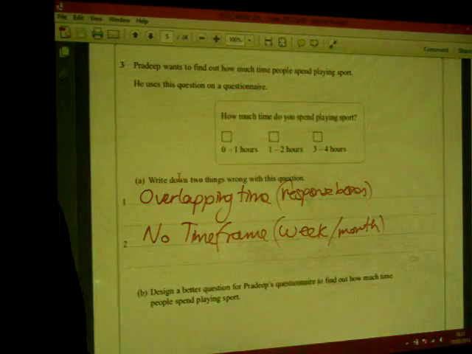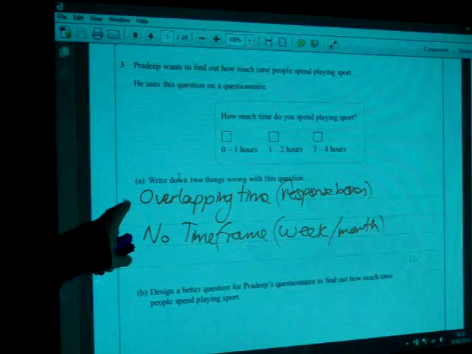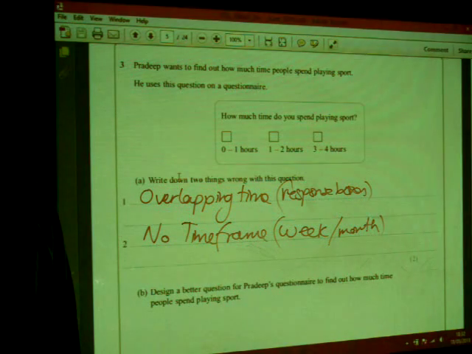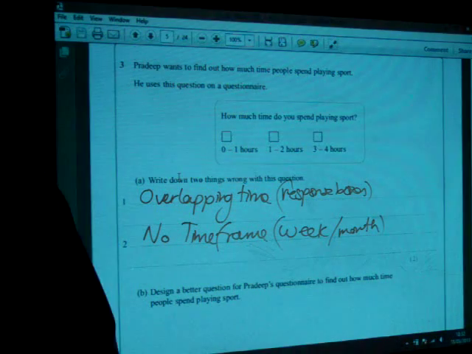So they haven't given a time frame. Okay, so overlapping time, no time frame. And what else? There's no option for over 4 hours. That's right, so it's not exhaustive.